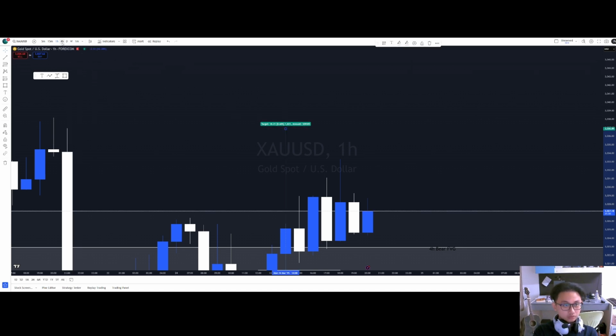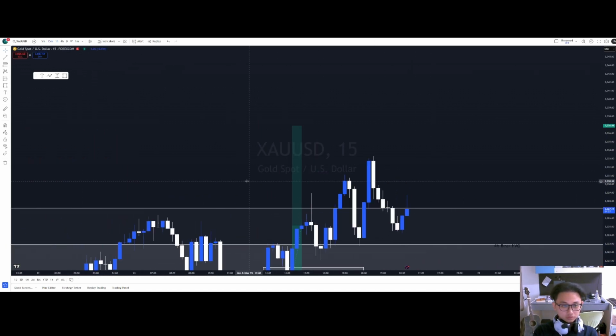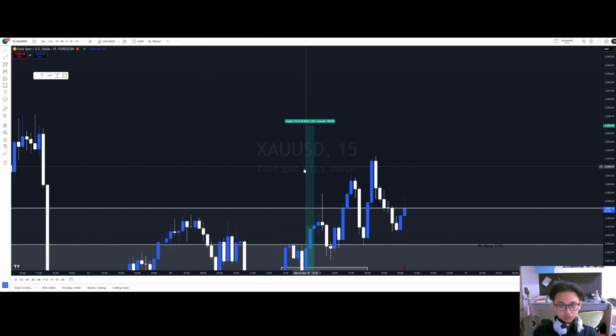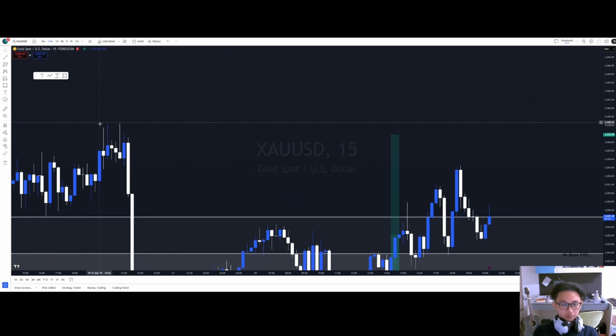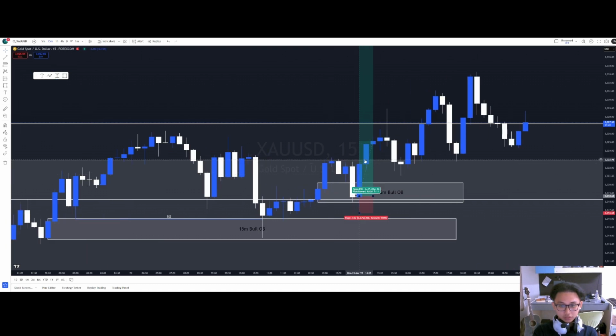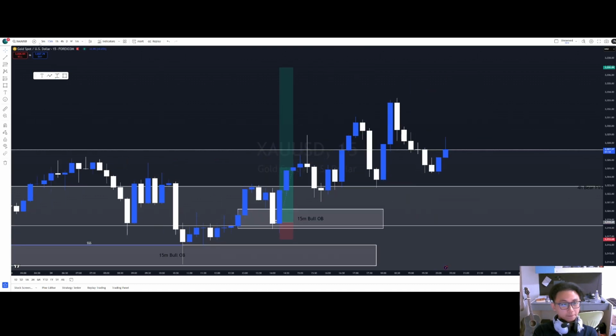this area, right, to these equal highs, which will be a 1:9.